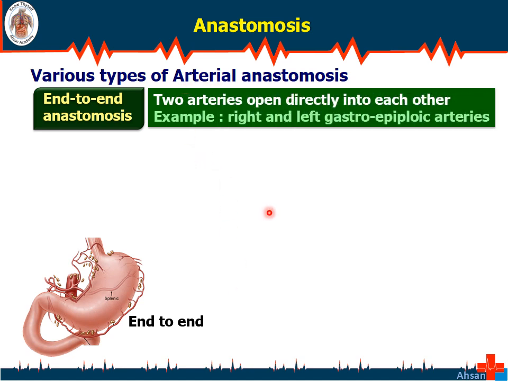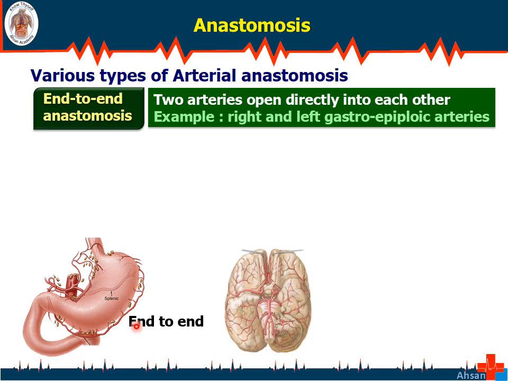End-to-end anastomosis means the two arteries open directly into one another, and this is one example. This one is the right gastroepiploic artery, and this is the left gastroepiploic artery making end-to-end anastomosis around the greater curvature of the stomach.